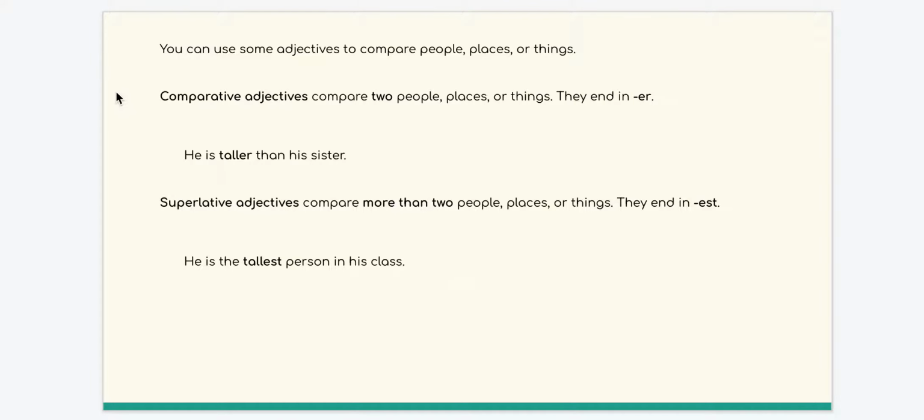I remember when we were talking about comparative adjectives, it was just comparing two things and it ended in ER. So you can think of how when I'm comparing two things, it only has an ending of two letters, ER. Now when I'm using my superlative adjective, that's comparing more than two people, places, or things, then it ends in EST. So if I'm talking about more than two things, I have an ending of three. So we're going to go over some base words, and then the comparative, and then the superlative.